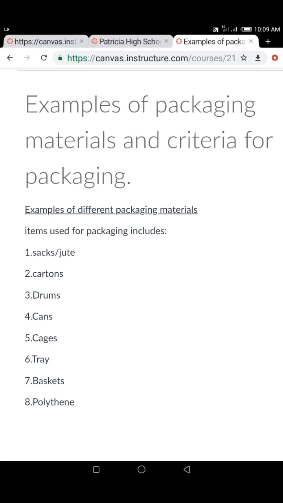In our previous lesson, we talked about packaging and reasons for packaging. This morning, we're going to be talking about examples of different packaging materials, things you have to use for packaging, the different types of packaging materials that we have.